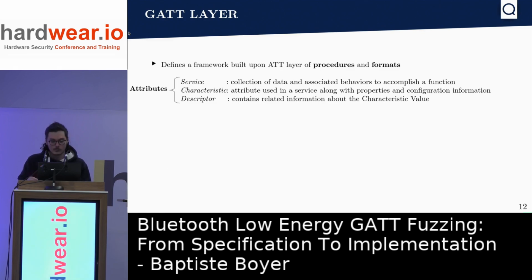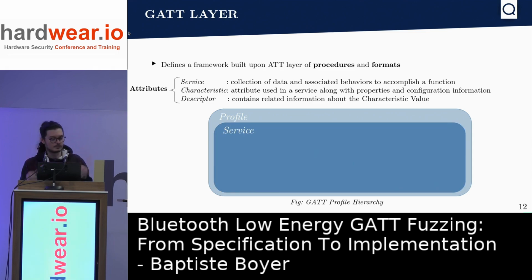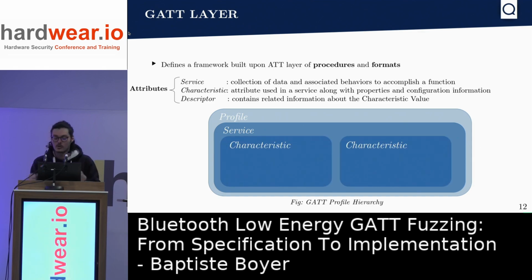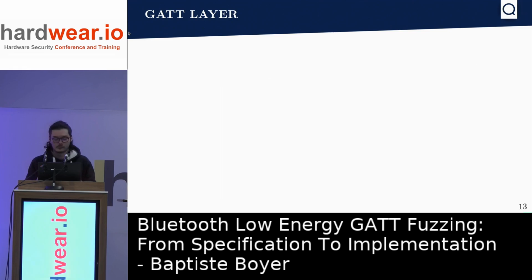What we have to keep in mind here is that all of these formats are in fact attributes, the data structure I was talking about before. Here is the profile hierarchy. So, we have a profile, and within this profile we have services, within services we have characteristics, and within characteristics we have values and/or descriptors.